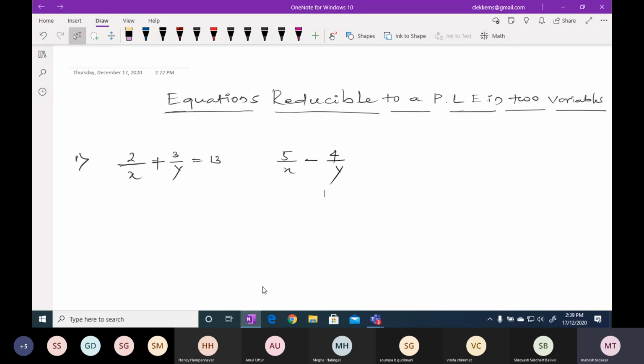Here, first example: 2/x + 3/y = 13, and 5/x - 4/y = -2. Okay, minus 2 is given. So now how to reduce this into a pair of linear equations?